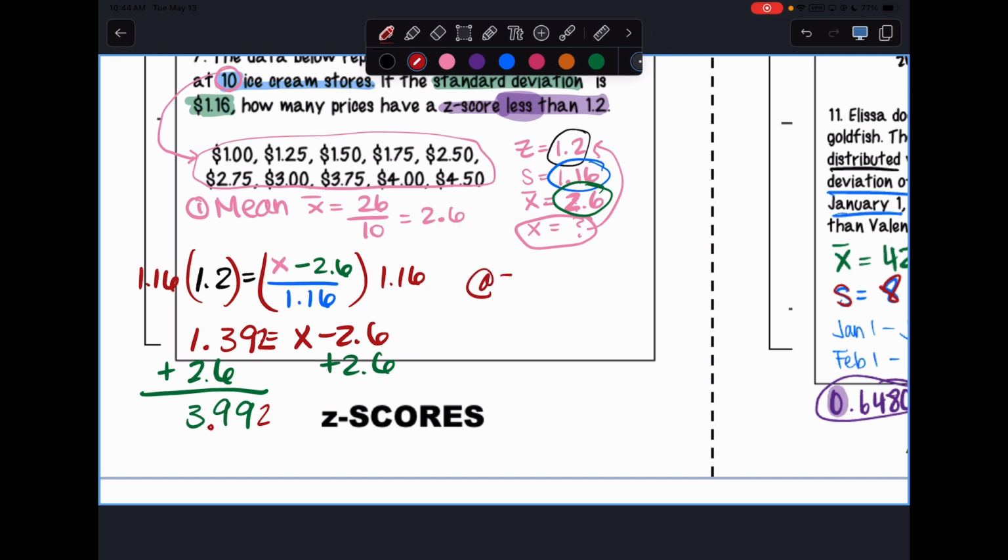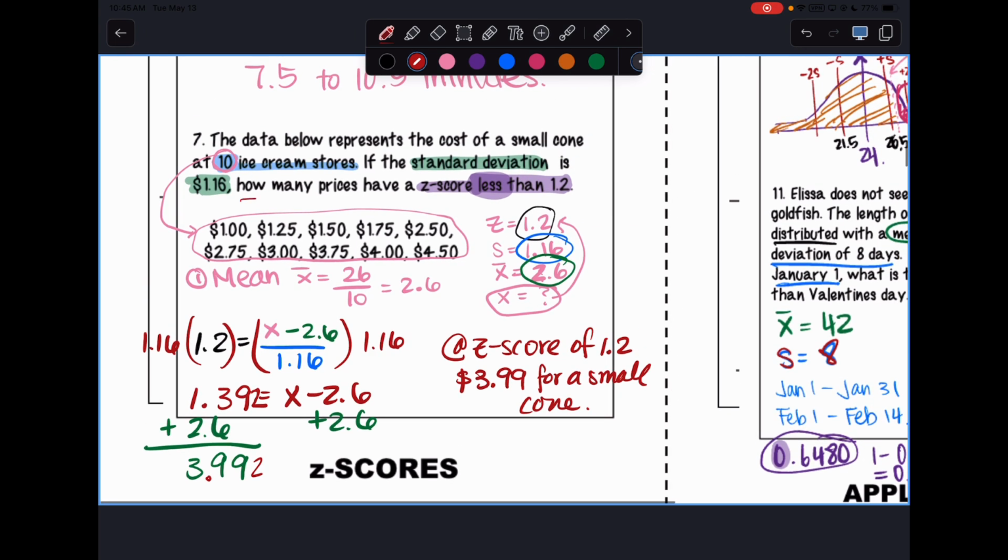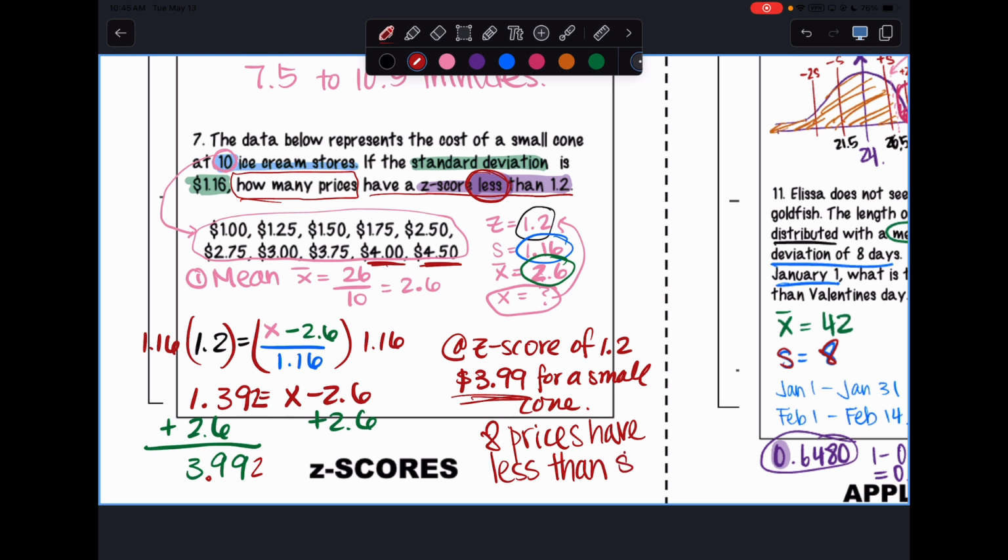So at z-score of 1.2, the ice cream cone would be $3.99 for a small cone. Okay? So which stores, it says how many prices or which stores have a z-score less than $3.99? How many? Anything above would be these two. And then everything else would be below. So how many prices? 8 prices have less than $3.99. Okay? Are we good?